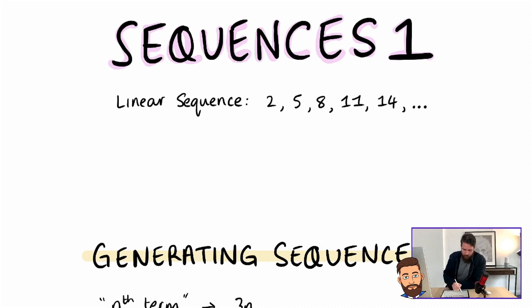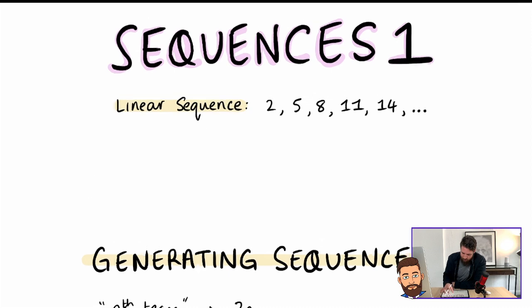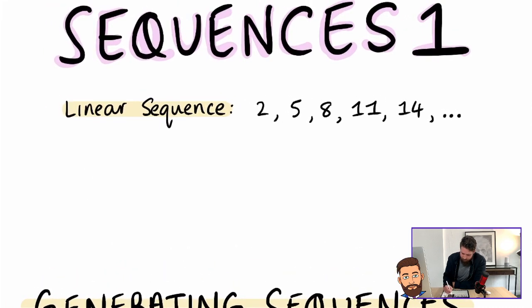is we've got a linear sequence, which is 2, 5, 8, 11, 14. Well, the first thing that I just wanted to discuss is, what does a linear sequence mean? Well, if we look at the sequence, let's see if we can spot what's going on with it. We're going from 2 to 5, which is a plus 3. And then we're going from 5 to 8, which is a plus 3.